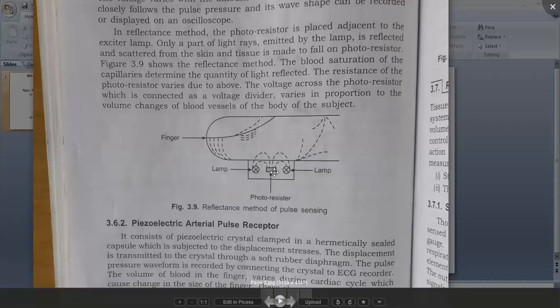When there is a change in the resistance due to the reflection of light, there is a change in the voltage drop across the photoresistor, and that change in voltage drop reflects the blood flow or the blood pressure in the vessel. That is proportional to the volume changes of blood pressure in the body of the subject. Here, the body of the subject means your finger.